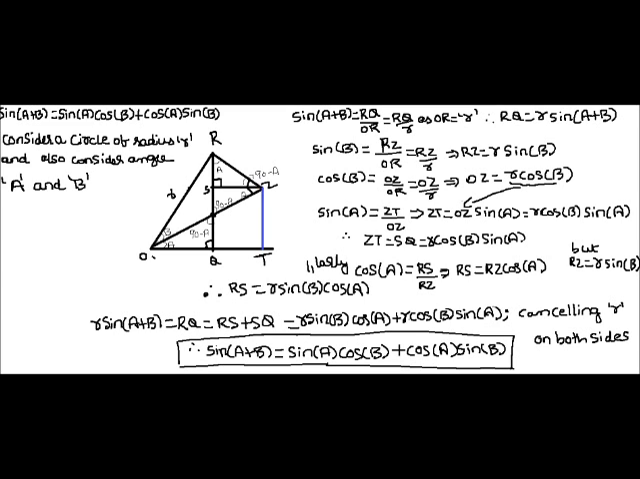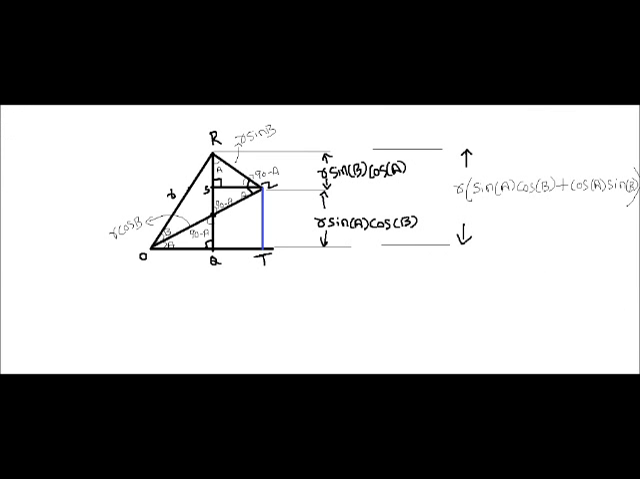If r is equal to 1, then the simplified derivation which we discussed before comes into picture. Hope this video helps you in understanding how sin A plus B is sin A cos B plus cos A sin B. Thank you. In the next video, I'm going to describe how cos A plus B is cos A cos B minus sin A sin B.